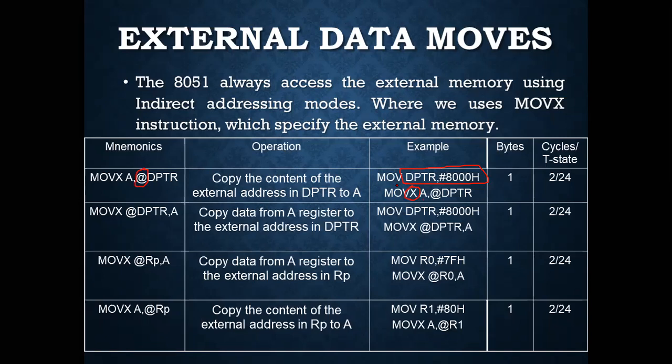Similarly, in the second case, MOVX @DPTR, A means the content of the A register is moved into the memory location pointed to by the data pointer register. In the example, MOV DPTR, #8000H, again the data pointer register is loaded with 8000H. Now the DPTR is pointing towards the 8000H memory location, so the content of the A register will be moved into the 8000H memory location. Clear?